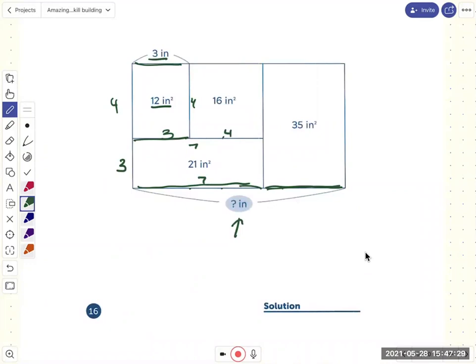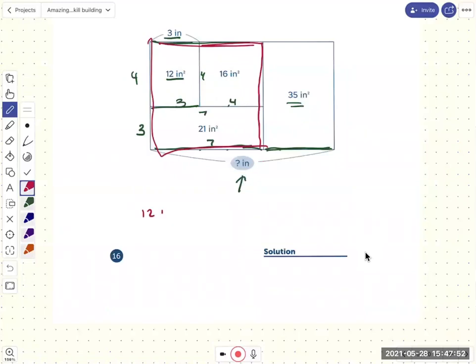And you think, well, I wonder if there's a relationship between this area and the area of this bigger rectangle. So if I put that in red, I say, well, I've got this big rectangle here. And this big rectangle is 12 plus 16 plus 21. So let's see, that would be 49. That equals 49.